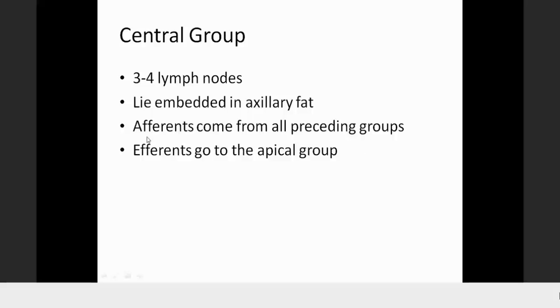As we have told, the afferents of the central group come from all the preceding groups: the lateral, the anterior, and the posterior axillary lymph nodes, and the efferents, that is the lymphatics coming out of the central group, go to the apical group. As we have told, the lymph flows from the basal lymph nodes towards the apical group of lymph nodes.